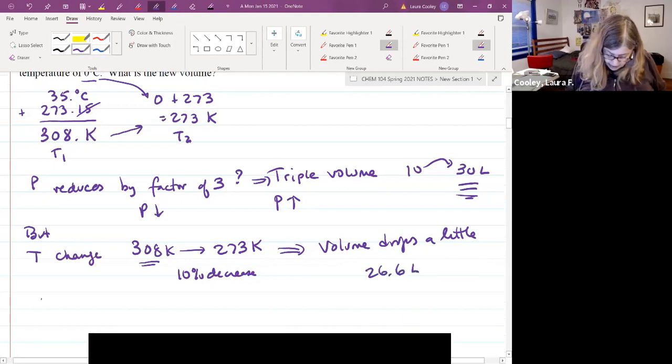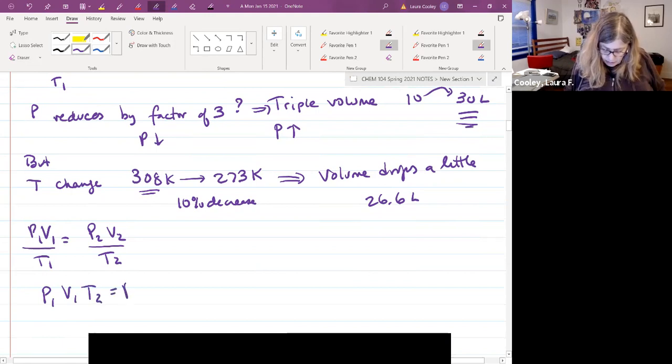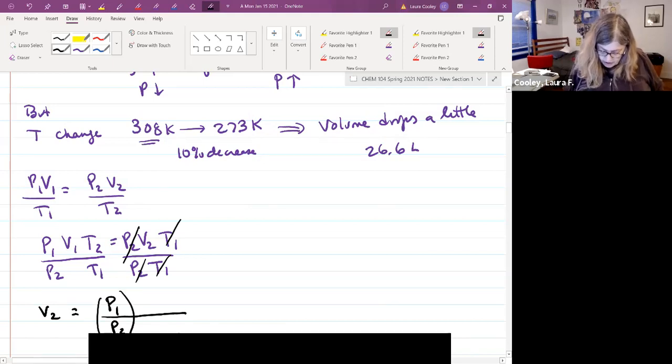The way I found that out was I used P1 V1 over T1 equals P2 V2 over T2. One way to do it is to cross multiply: P1 V1 T2 equals P2 V2 T1. Since I'm solving for V2, I'll divide by P2 T1, so these all cancel. And so V2 equals, and I always write the pressures up and down from each other. You can even consider them as separate factors. It doesn't affect the math.